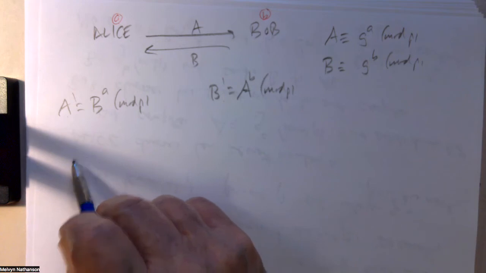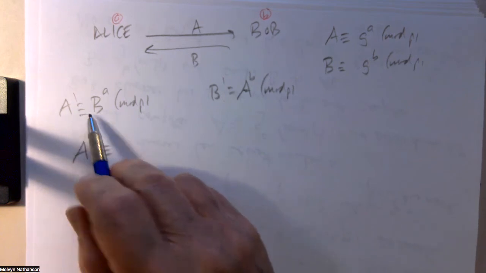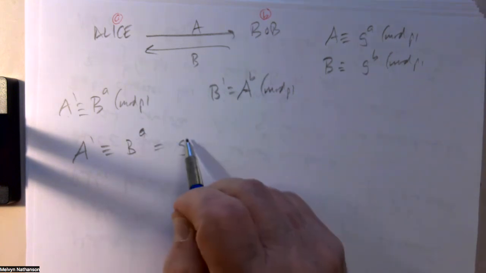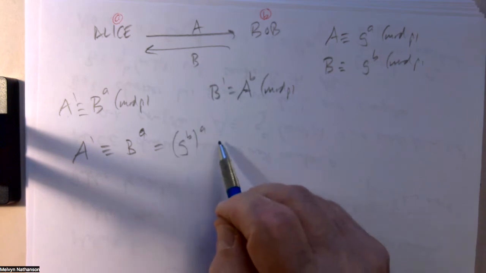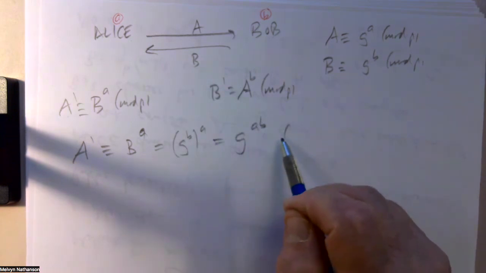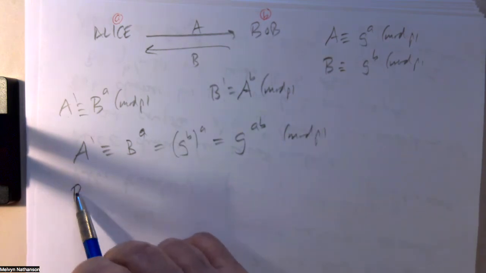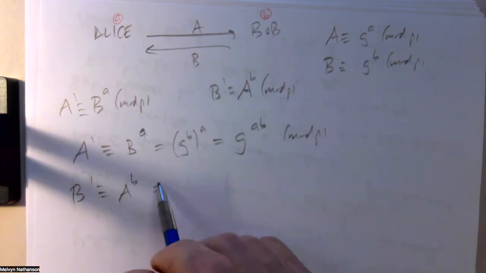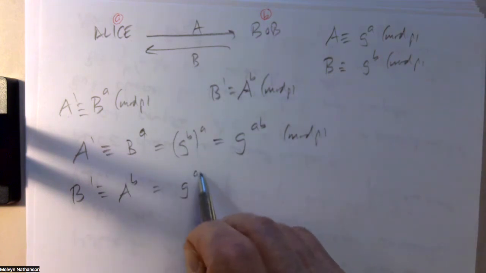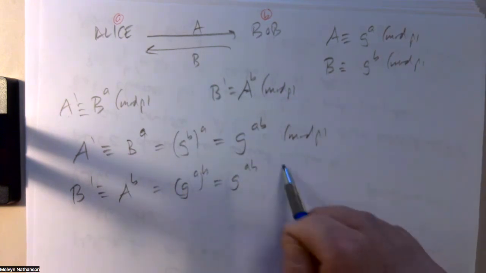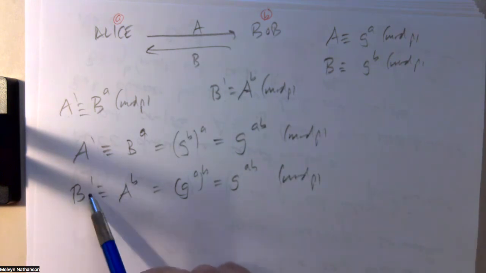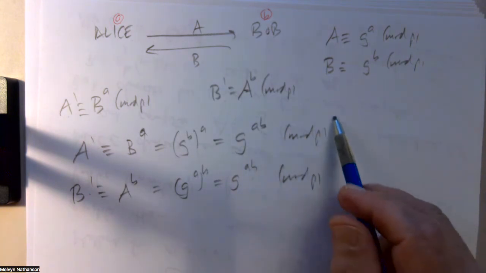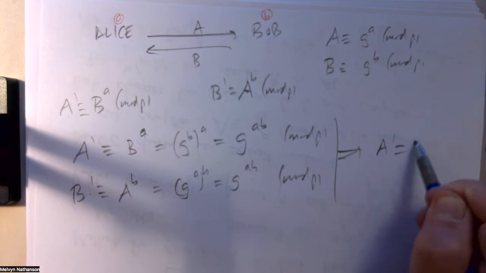And what can we say about these things? A prime is congruent to B to the a, which is g to the b raised to the a, which is g to the ab mod p. B prime is A to the b, which is g to the a to the b, which is g to the ab mod p. So A prime and B prime are both congruent to the same number, g to the ab mod p. So that means that A prime equals B prime.